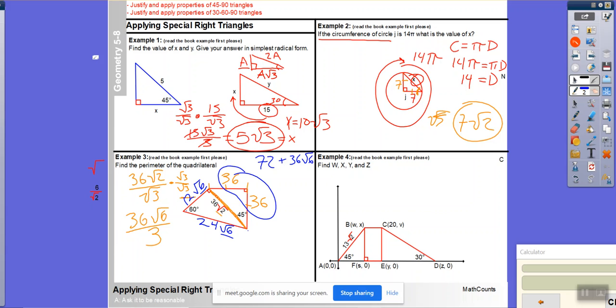For the last glorious example, find W, X, Y, and Z. Do we have to find S? Well, I guess not. We probably will have to find it at some point. I know my ABC. S must be 13.